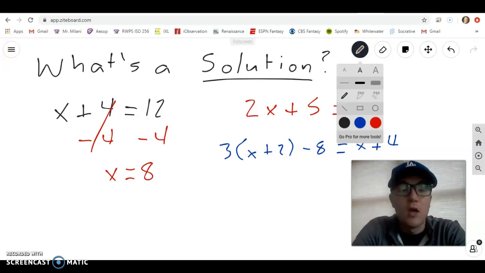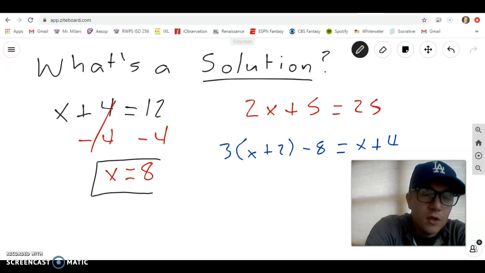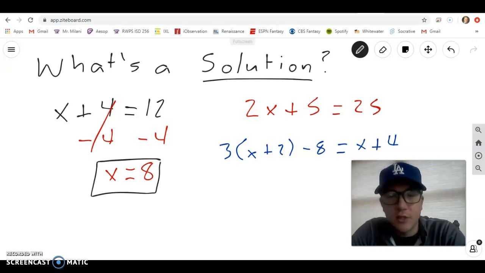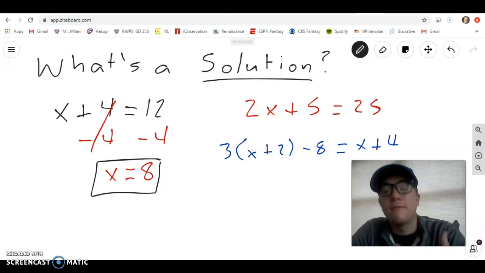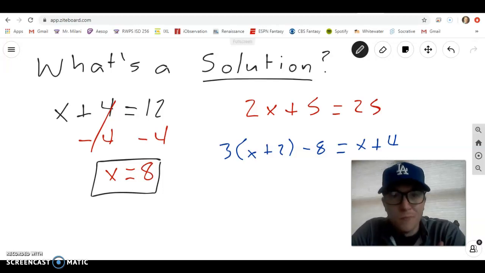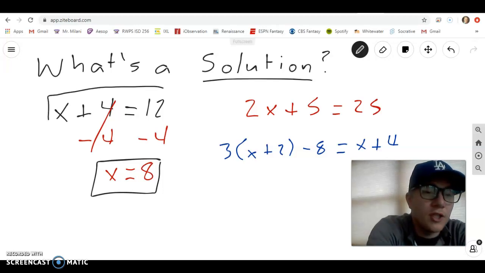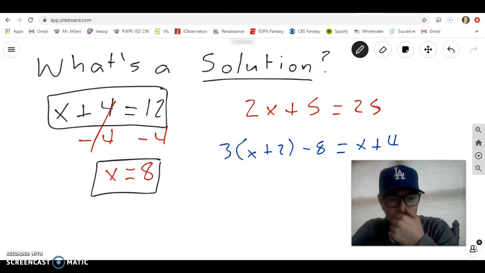What's a solution? Hopefully we recall, that's the fancy term we have for when we solve those equations. The solution is the value that makes the equation work, right? The solution to this equation was x equaling 8, right?